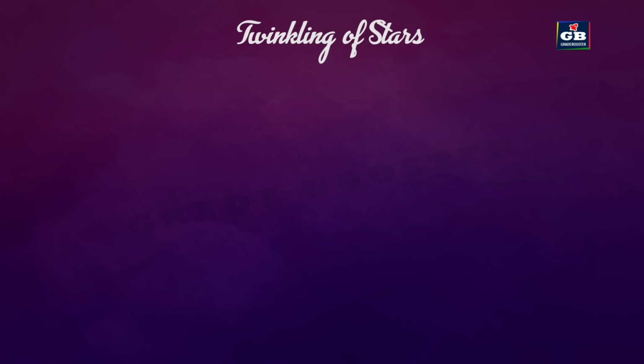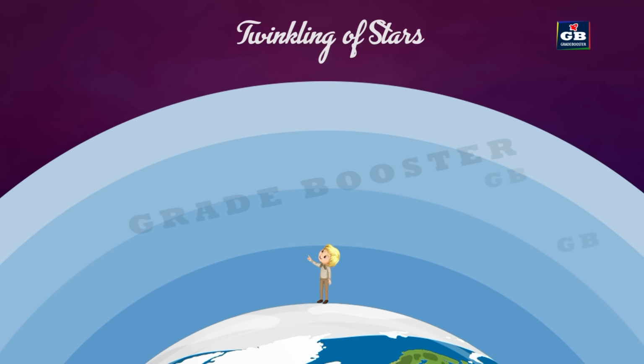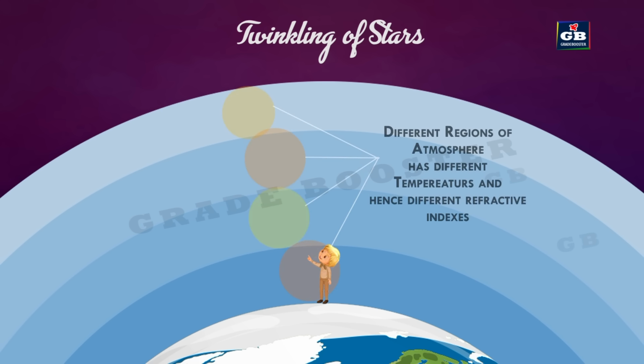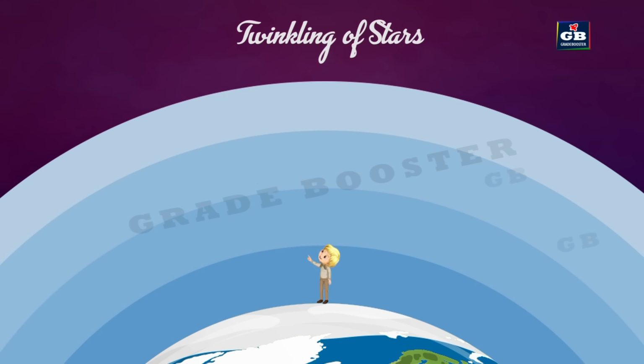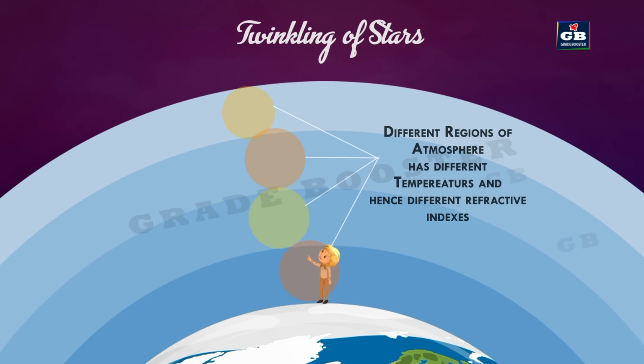Now let us see how the phenomenon of twinkling of stars takes place. The air in the atmosphere does not have uniform temperature and density. That means different layers of the air will have different temperature and different density. So different regions of the atmosphere will have different refractive index because there is a difference in their temperatures. This part of the air may have one temperature and this part of the air may have another temperature. So there is a difference in the temperatures and a difference in the density of the air. So all layers of the air do not have the same density.